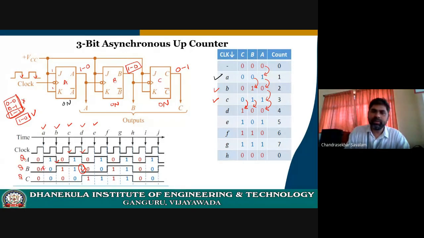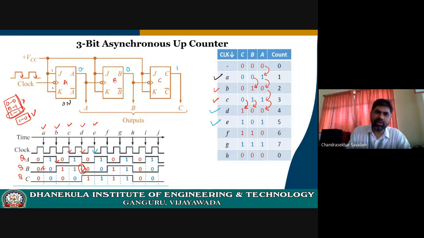Okay. So what is the present state? 1 0 0. So this is 1, this is 0, this is 0, students. QC is 1. Now we are going to observe the fifth clock. In the fifth clock, by default, the first flip-flop is on every time because we are applying the clock directly here.